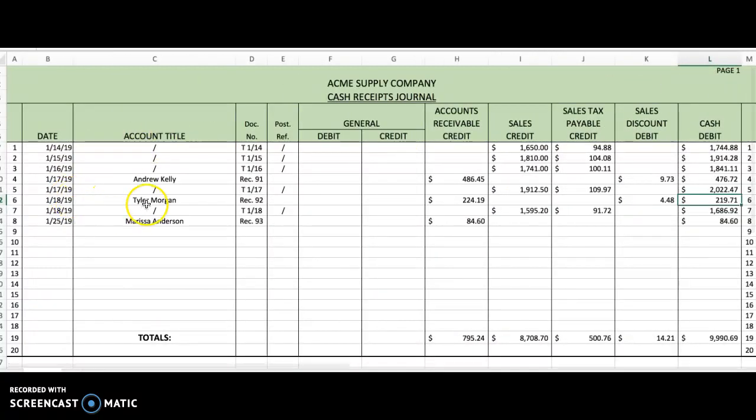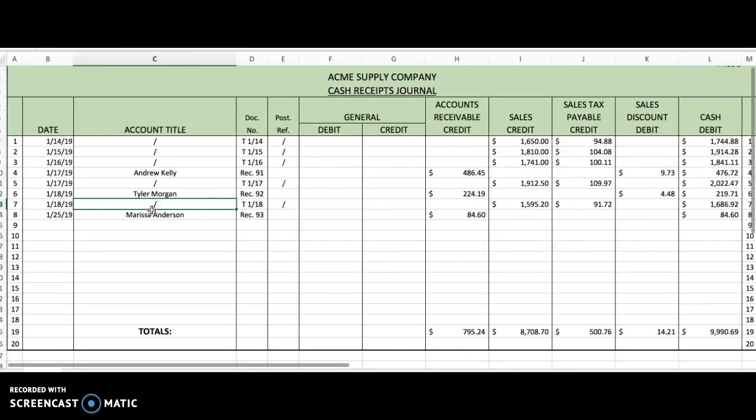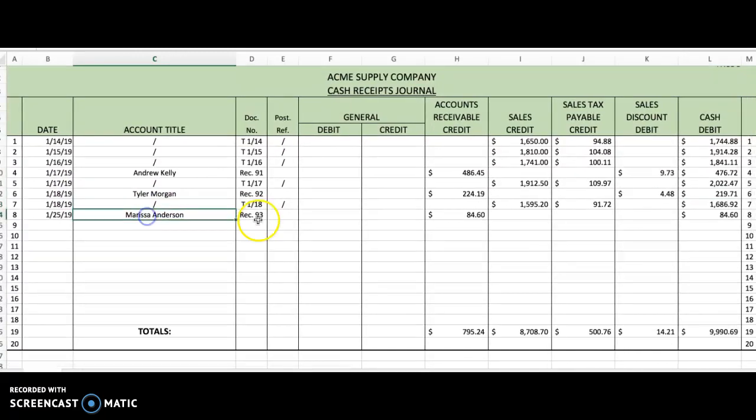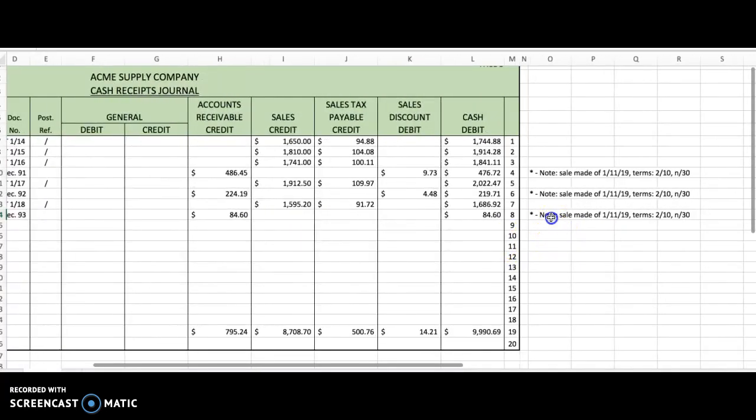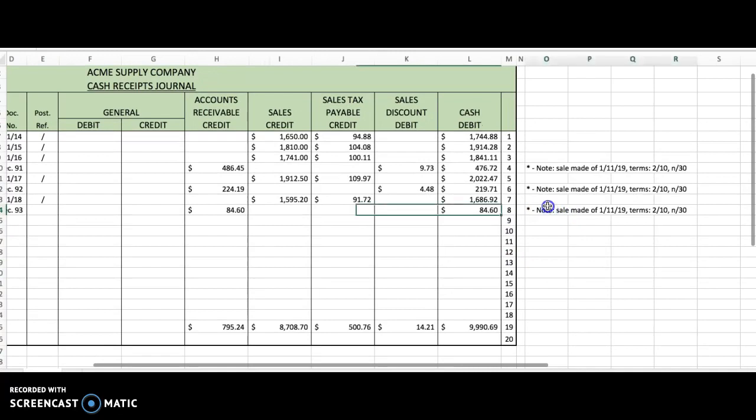Okay, we have another cash sales on the 18th, and finally the last transaction I'm going to show you, Marissa Anderson, also on January 11th, charged something. She's paying us back, and we give her a receipt number 93, and she's paying us $84.60. But look at the date now. I've jumped ahead here. I'm assuming there are a whole bunch of transactions in between, but we'll just jump ahead to January 25th.